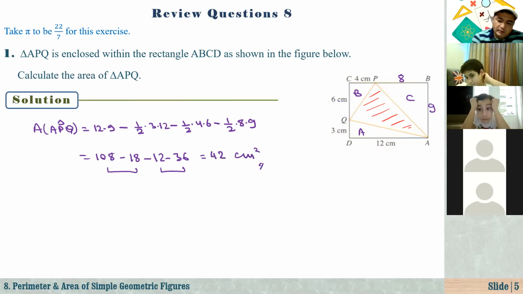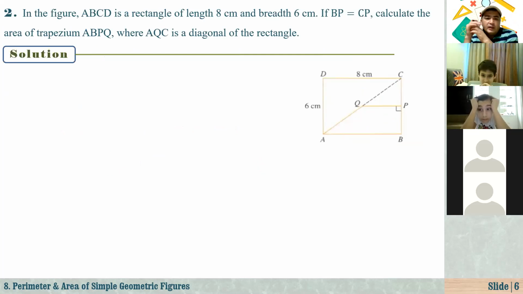Okay. Another example. How about this question? In the figure, ABCD is a rectangle of length 8 centimeters and breadth 6 centimeters. If BP is equal to CP, that means that this side is equal to this side. And also Q must be the midpoint of the diagonal AC, right?